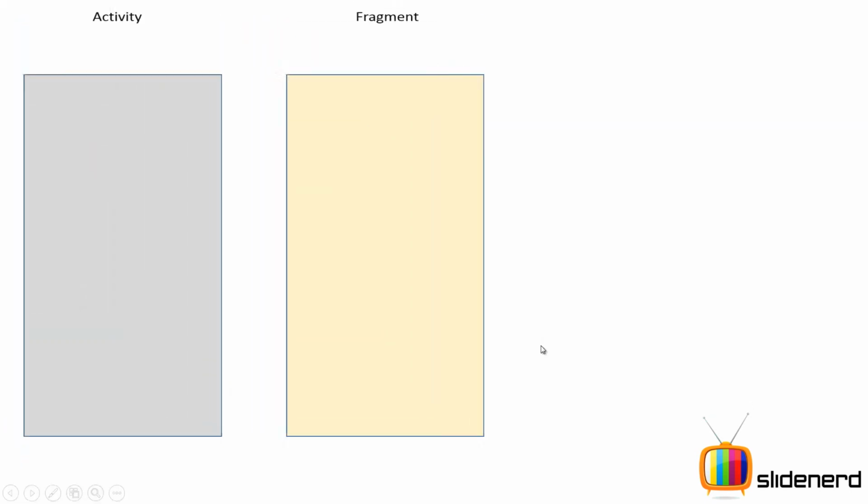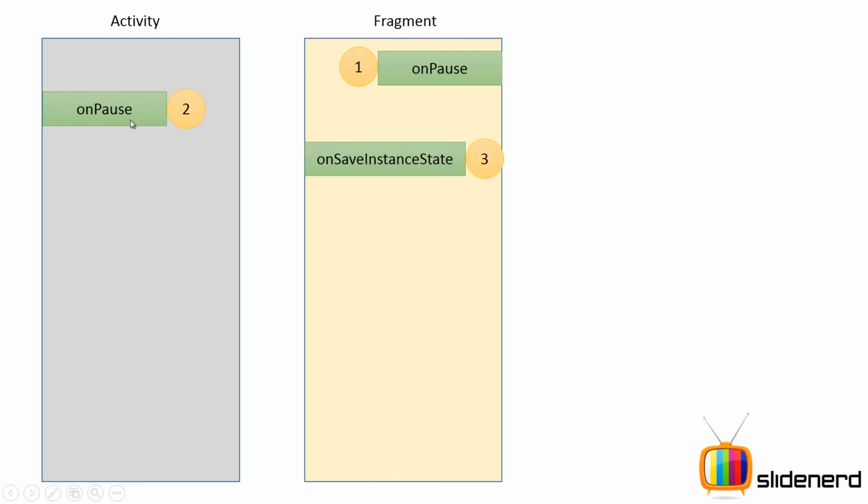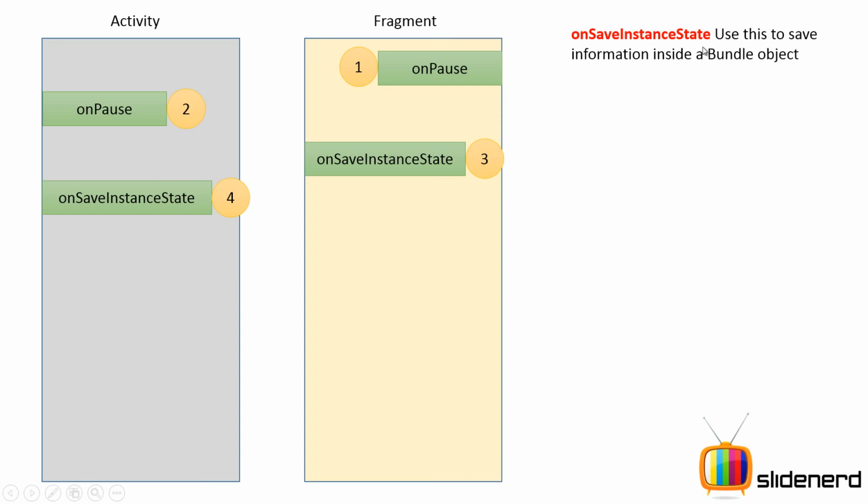Now let's talk about the different methods that get called when the fragment is about to be destroyed. Let's say the user is exiting the application or something like that. So first you have the onPause being called, then you have the activity's onPause being called. There is no difference between both. The onSaveInstanceState gets called in the fragment first, and you have the onSaveInstanceState in the activity. Now onSaveInstanceState gives you a bundle object inside which you can store certain values so that you can use them later when you get back inside your fragment again.